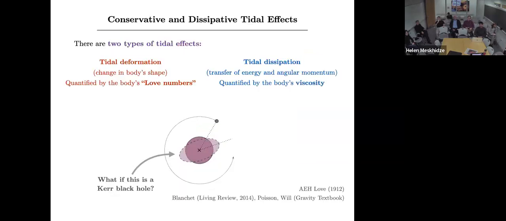So more precisely, there are two types of tidal effects. There are the so-called conservative effects, which characterize the deformation of the body, and the tidal deformability of the body is described by a set of parameters known as the Love numbers of the body. On the other hand, there are the so-called tidal dissipation effects, which are characterized by the viscosity, the frictional property of the astrophysical body. And again, this tells you how efficient the transfer of energy and angular momentum between the body and its external environment is.